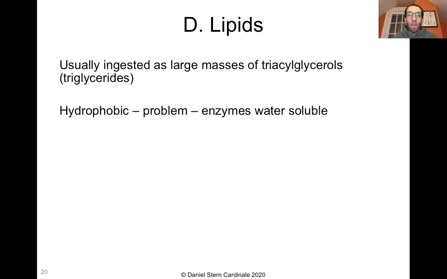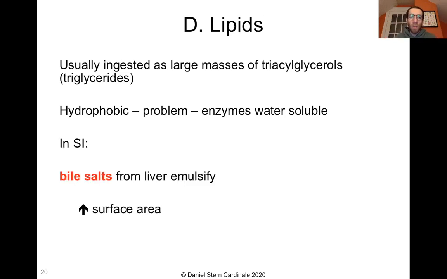And then finally, we have lipids, which are usually ingested as large molecules called triacylglycerols, or triglycerides is the more common name for those molecules. Now we have a problem here, which is that these molecules are hydrophobic, but enzymes are water-soluble, and we're going to be digesting them in an aqueous solution. So these hydrophobic molecules are going to do what? Exactly, they're going to clump up, which makes it hard for the enzymes to get in there and break them down. The solution to this is bile salts from the liver.